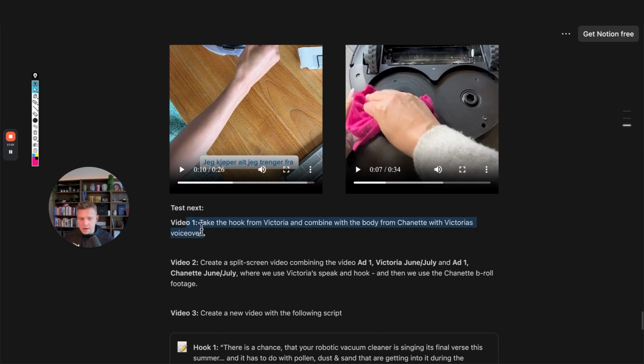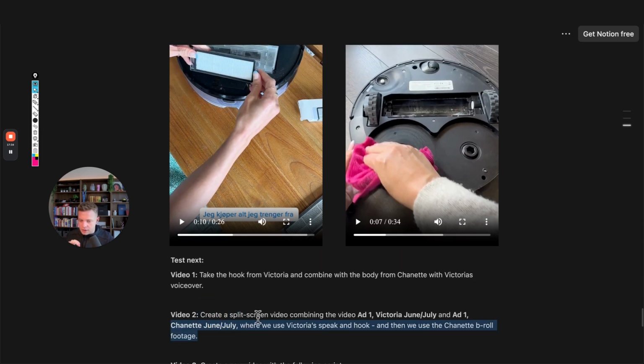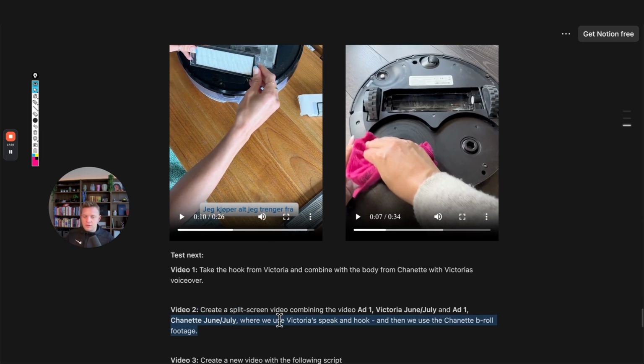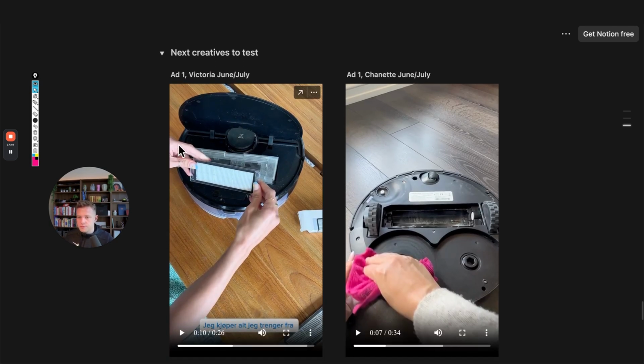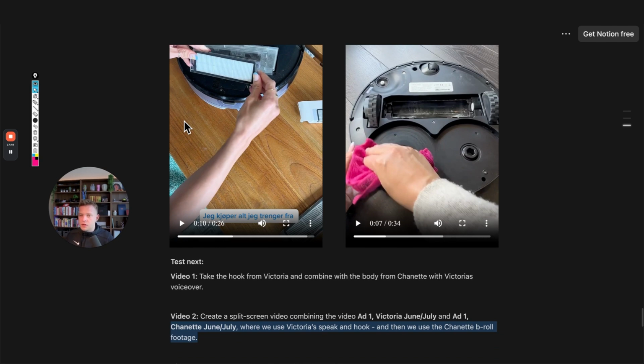So we want to combine that and make one video from that. And then video number 2, we want to create a split screen video combining video ad number 1 with Victoria and video from Jeanette, where we're using Victoria's speech and hook, and then we use Jeanette's B-roll footage. So think of it where we have Victoria up at the top of this video, and then we have the robotic vacuum cleaner here at the bottom, just so that we're trying to split test on that hook and that hold rate.